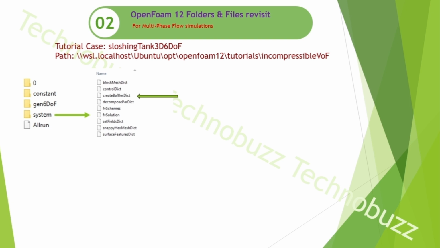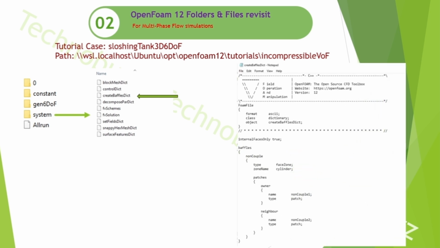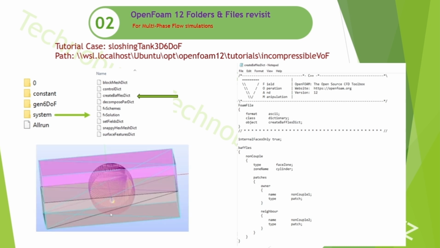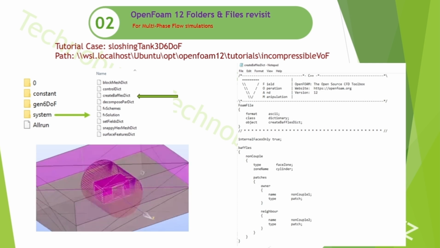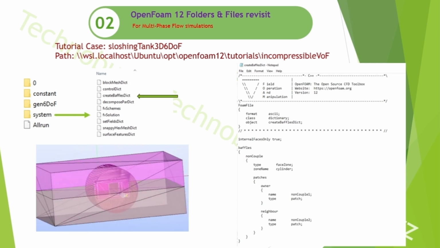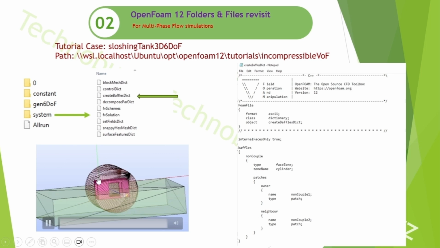The file create baffles dict is needed for the dynamic meshing module. This makes the internal faces between the stationary and rotating zones into boundary faces without duplication. In the present case, the zone within the cylinder is the rotating region as shown in the adjacent video. The internal faces differentiating the cylindrical rotating zone and the stationary outer zone are converted to boundary faces.